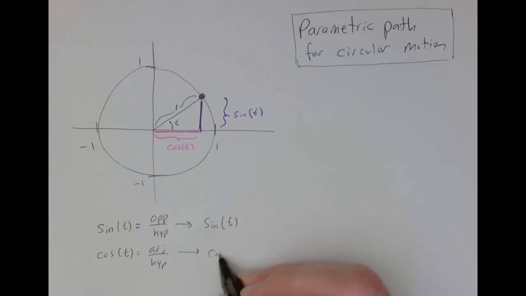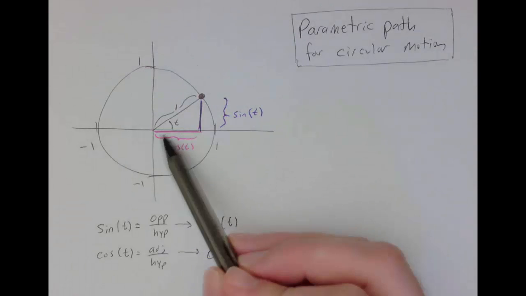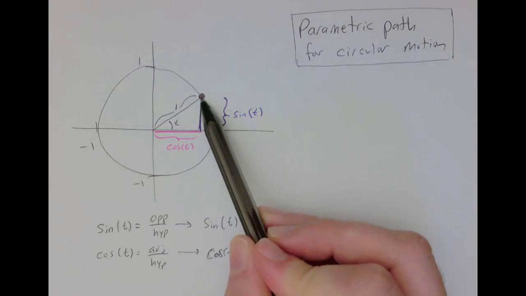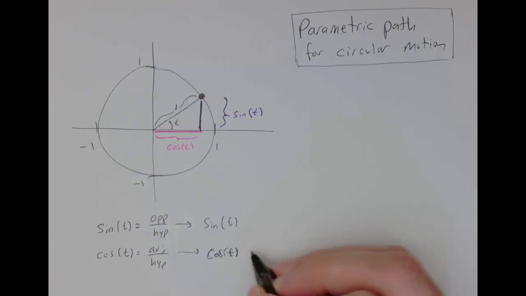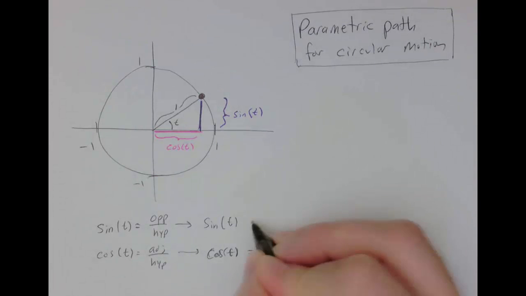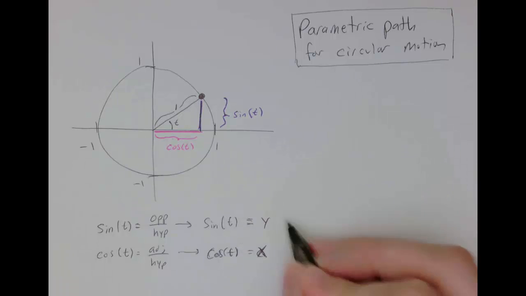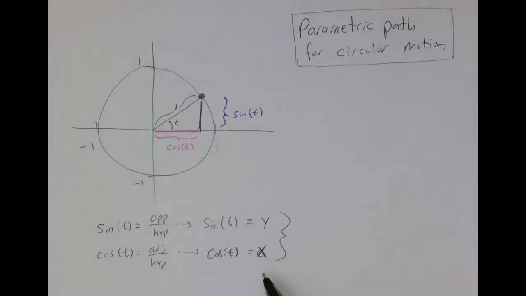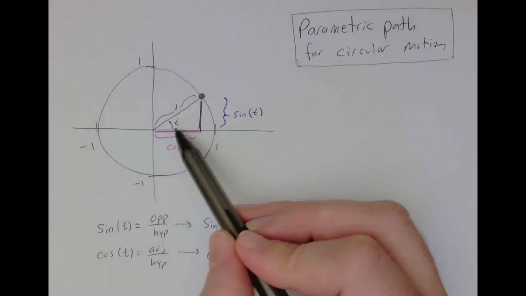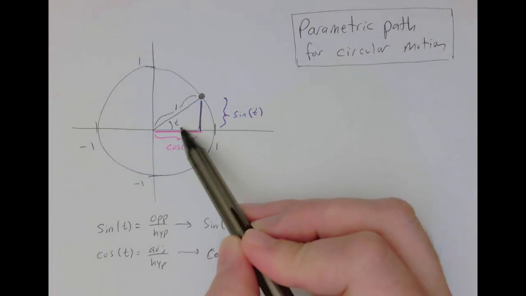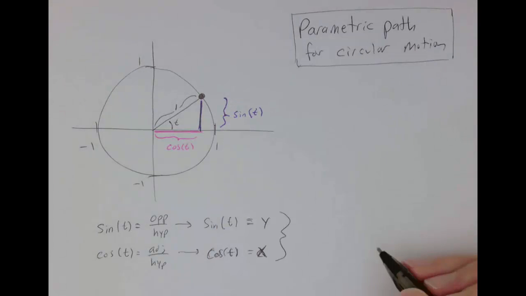So the adjacent side is the same thing as the x position of the point on the unit circle. So that has immediately given us a parametric description. If you just imagine that the angle is labeled t and changes as a function of time.